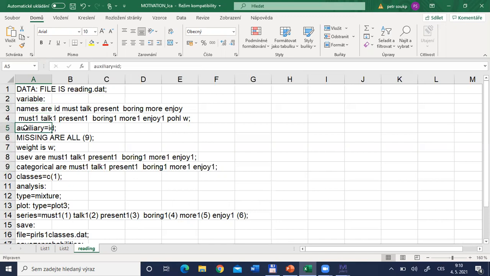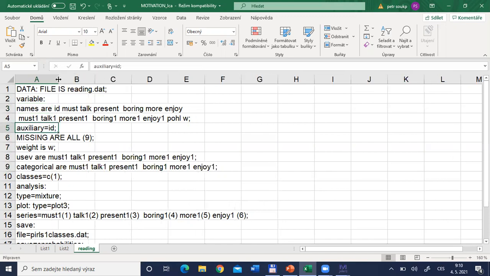There are also some more variables. If you would like to save data, we wouldn't utilize this option. You must assign a so-called auxiliary variable. So ID is here assigned as the auxiliary variable. Then exclusion of missing values. And as we also have a weighting variable, here is the phrase that data will be weighted by W. Use variables are must one, talk one, present one, boring, more, and enjoy. So these are variables that are only binary. The originals, must, talk, present, etc., are with four categories. If you like, you can perform the same analysis with four categories alone at home.